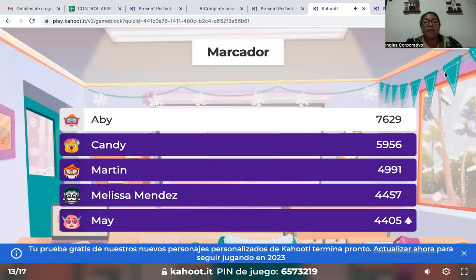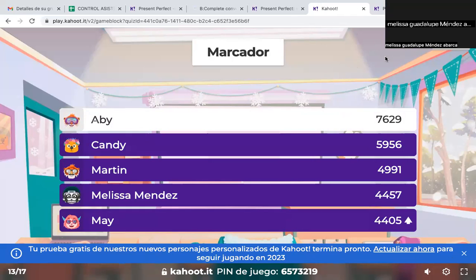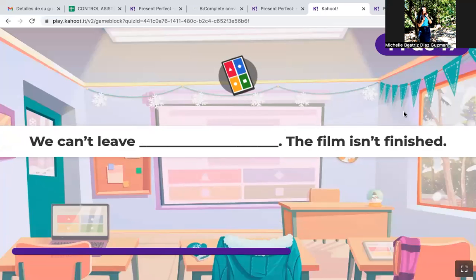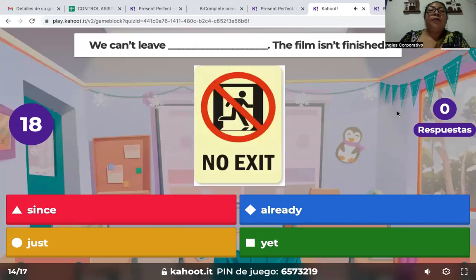Veamos. Abby, ok, Abby. From the ashes, you resurrect, you come to life again. Muy bien, o quieren que terminemos de practicar esto, o tienen preguntas de for and since, que veo que todavía. Terminemos. Yes. Mm-hmm. Continue. Yes, teacher. Yes. Quieren ver el cuadro. We can't leave yet. The film isn't finished.